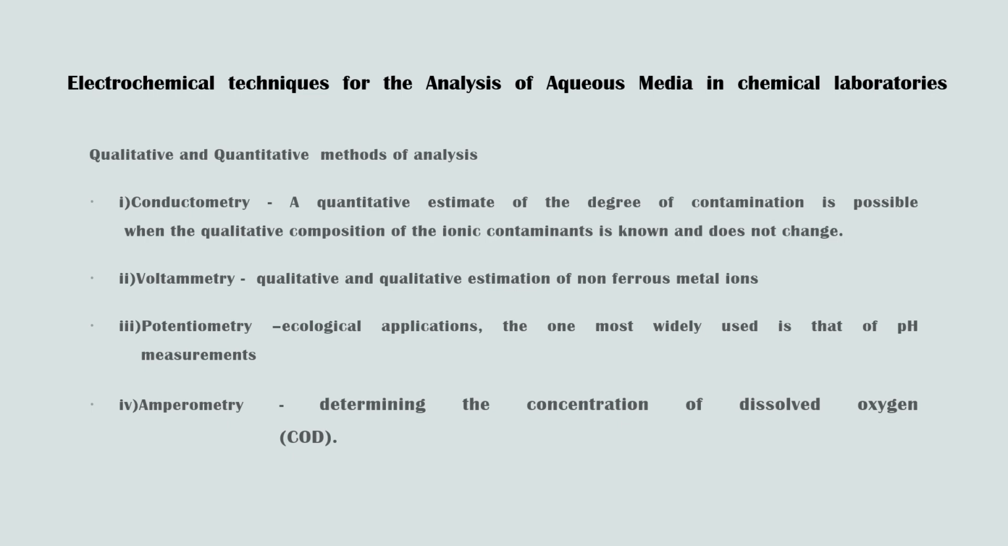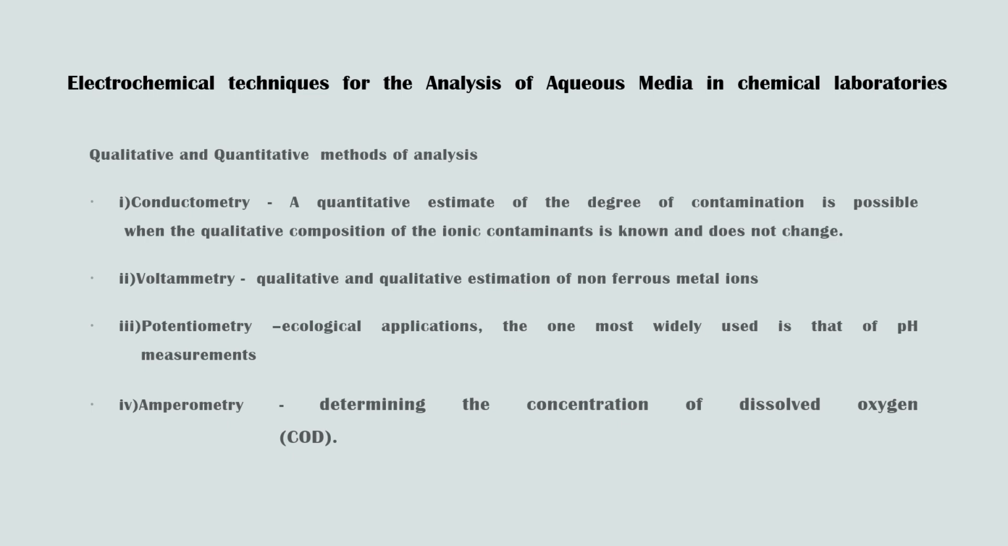Electrochemical instruments used for the analysis of aqueous media include four popular methods. These are conductometry, voltammetry, potentiometry, and amperometry. If the qualitative composition of the ionic contaminants present in any sample is already known, and if the concentration of the pollutants is not going to change, the first method, conductometry, helps us to determine the quantitative amount of the contaminants present.